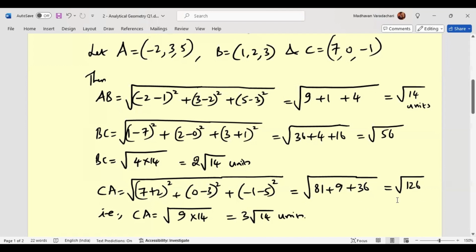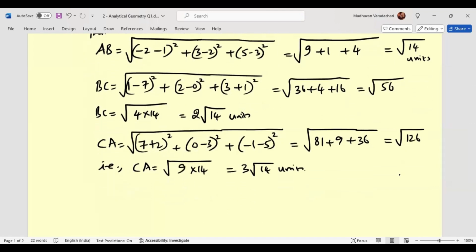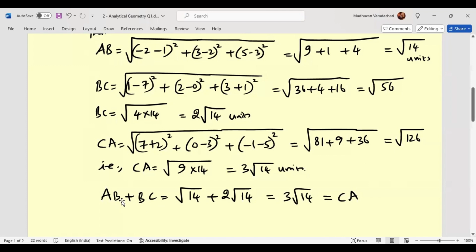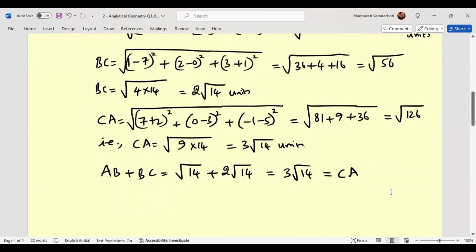So we may notice now AB plus BC is root 14 plus 2 root 14. If I add, I will get 3 root 14. 3 root 14 is nothing but CA. So two sides sum is equal to the third side. We can say ABC are collinear. Therefore, A, B, and C are collinear. That is the solution for this question.